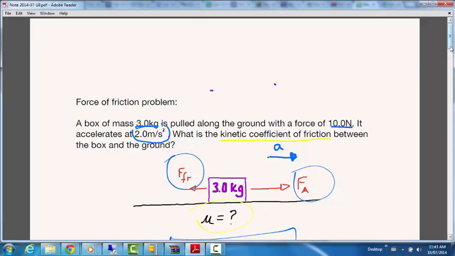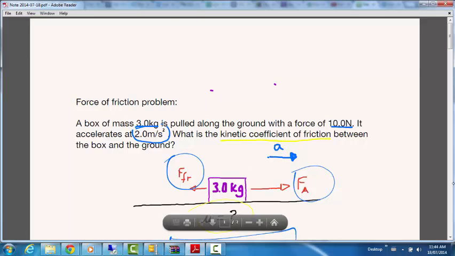We start off with the 3 kilograms. It's pulled by the 10 newton force. It accelerates at 2 meters per second squared. So we have this value as well. The fact that it's speeding up, in this case to the right. What is the kinetic coefficient of friction between the box and the ground?